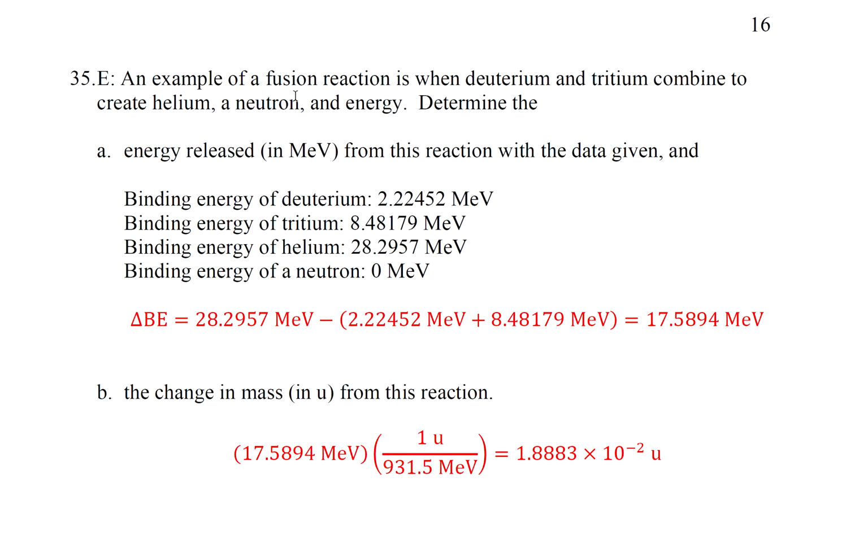Question 35. An example of a fusion reaction is when deuterium and tritium combine to create helium, a neutron, and energy. Determine the energy released from this reaction with a given data and the change in mass from this reaction. So you could see what I did in part A, yeah? And you could see what I did in part B.